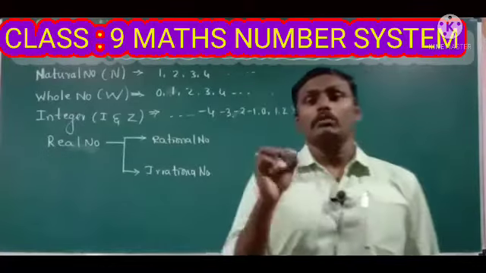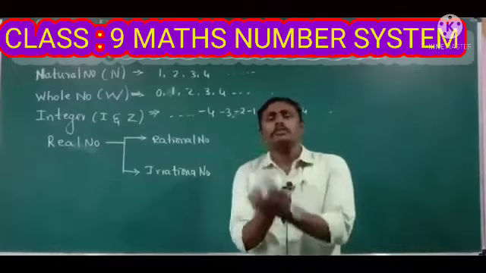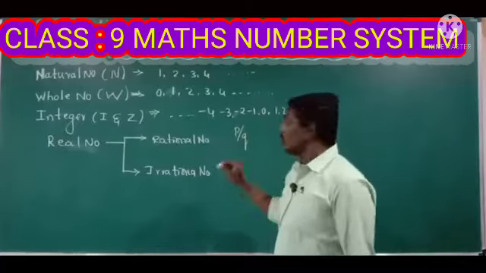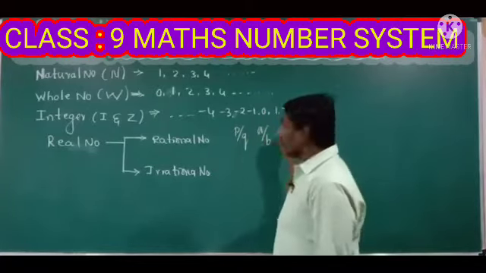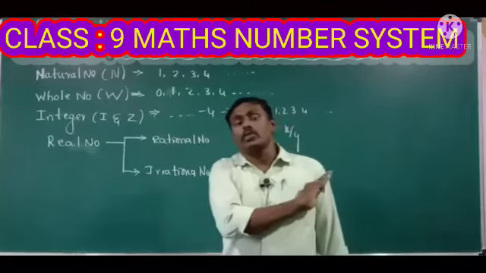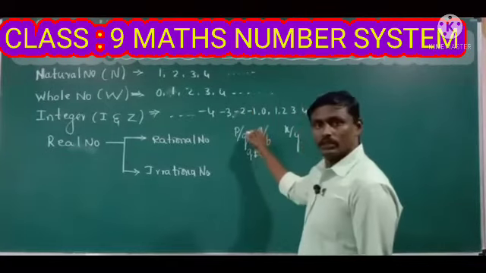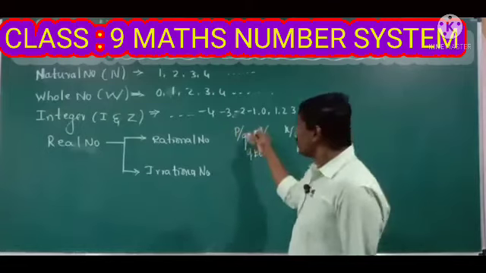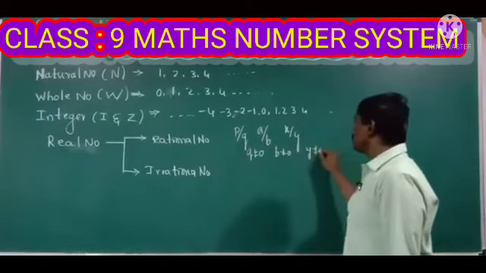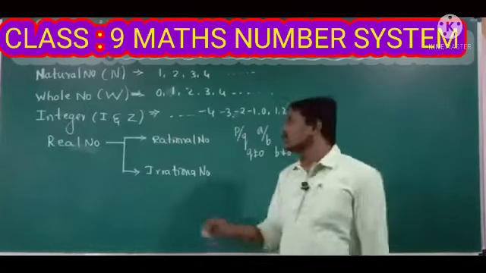Rational numbers means the numbers which can be represented in the form of p by q, or a by b, or x by y, in which the denominator is not equal to 0. It means here q is not equal to 0. p is in the numerator place and q is in the denominator place. b is not equal to 0. Here y is not equal to 0. Right? So these types of numbers are called rational numbers.